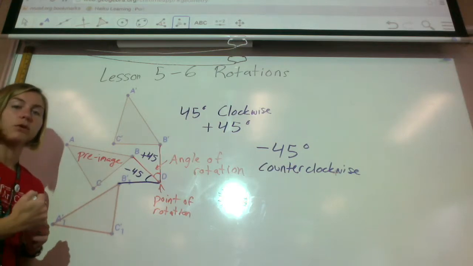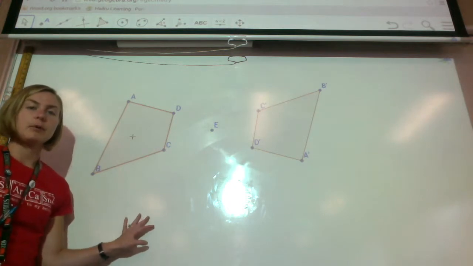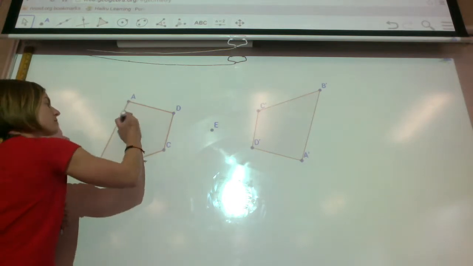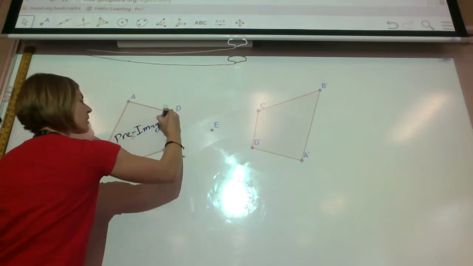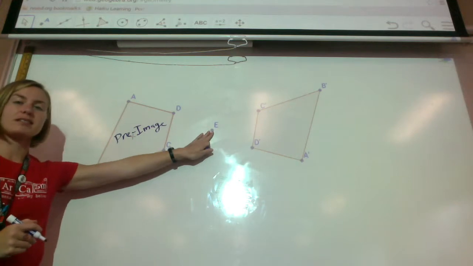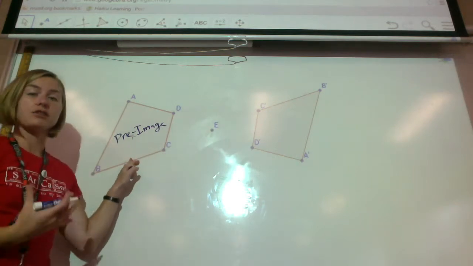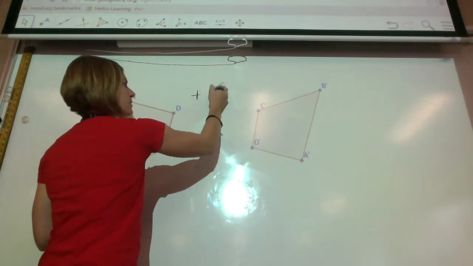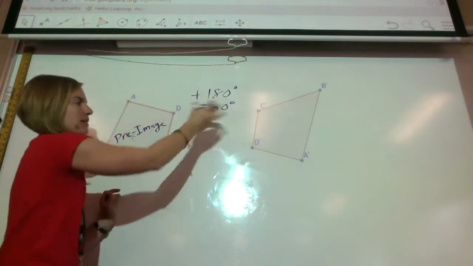Let's take a look at some more examples. Here's another example of rotation. I took my original image, this is my pre-image, and I rotated it about point E. I rotated it 180 degrees, and it doesn't actually matter if it's positive 180 or negative 180, because it'll end up being the same.